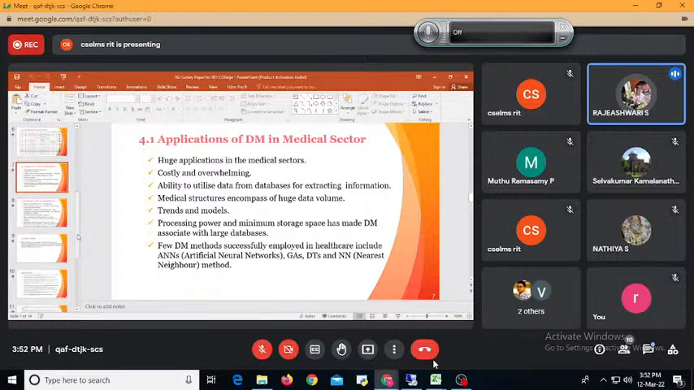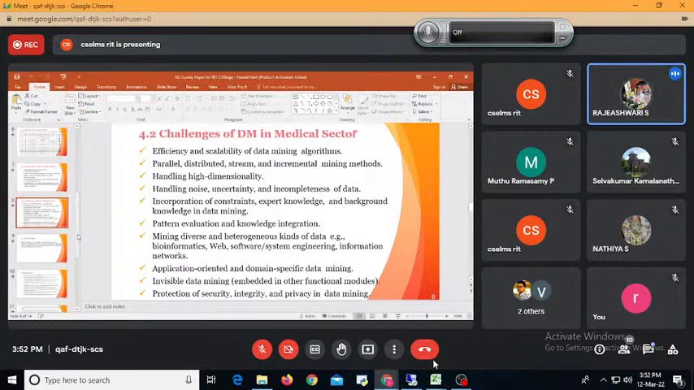Next one is challenges. Challenges of DM in the medical sector. Various challenges have been faced by data mining in the medical sector. According to that, the large and heterogeneous nature of data has caused the biggest trouble for data mining in healthcare. The scope and complexity of healthcare data has been an obstacle for successful implementation of data mining.